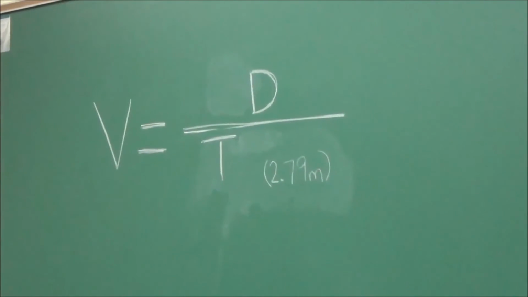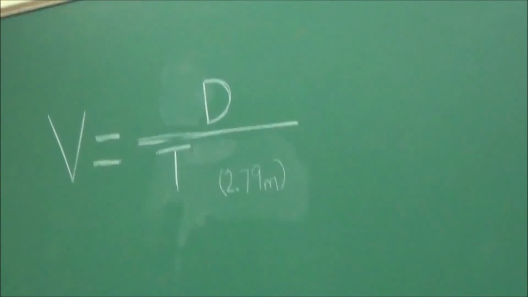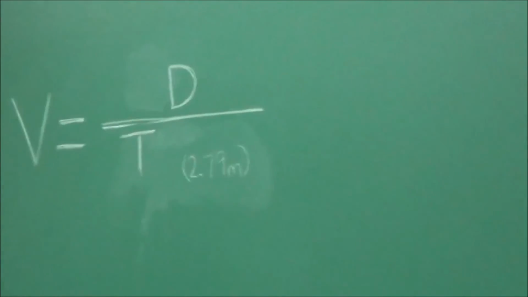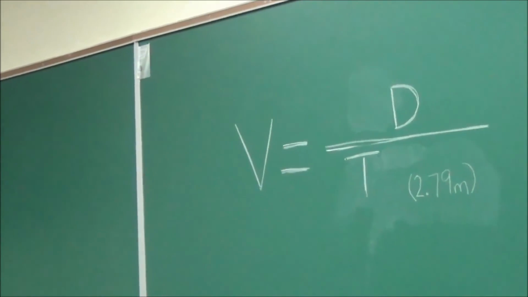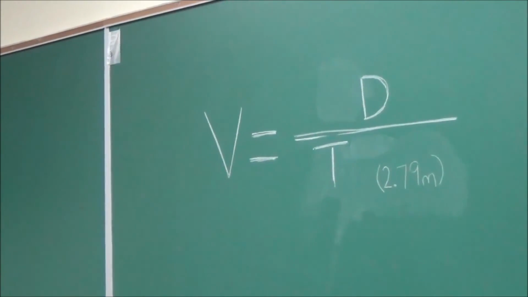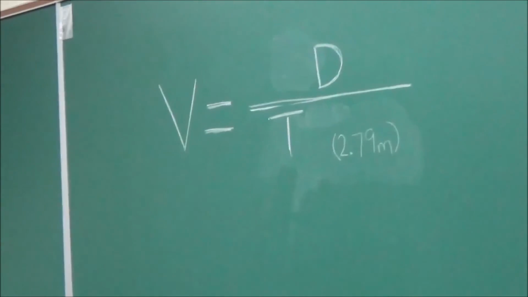And again, use meter, kilogram, seconds as your units. So distance is going to be in meters, which we have there, 2.79, and time will be in seconds. And your velocity will be in meters per second. It's going to be a low number. So complete this demonstration and send your results to me.